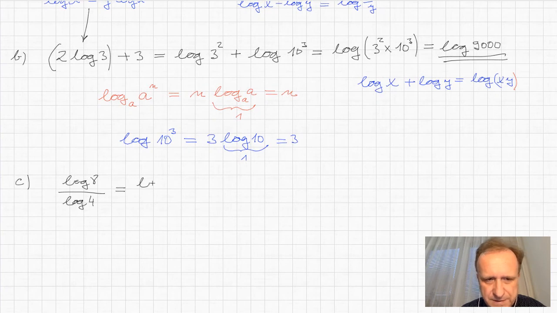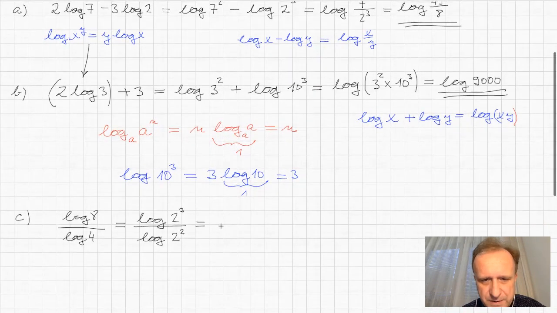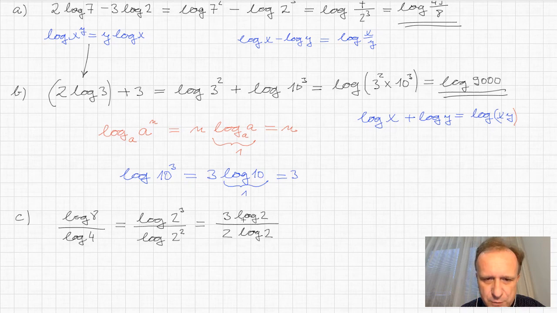I can replace 8 by 2 to the power of 3, divided by the logarithm of, and let me replace 4 by 2 to the power of 2. Now, since we have the logarithm of the power, we can use this formula here, and we can rewrite the numerator in the form 3 times logarithm of 2, and the denominator in the form 2 times logarithm of 2. Since these two numbers, logarithm of 2 and logarithm of 2, are the same, we can cancel them out, and the answer to this part is just 3 over 2. And that's it. That's the answer.